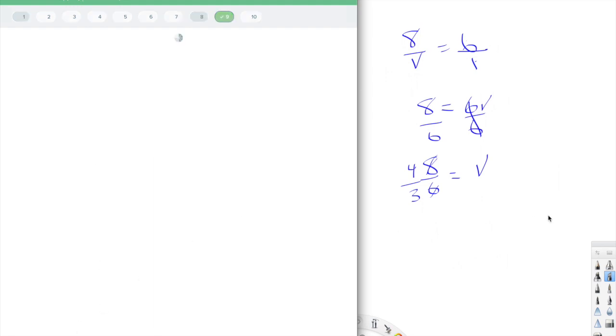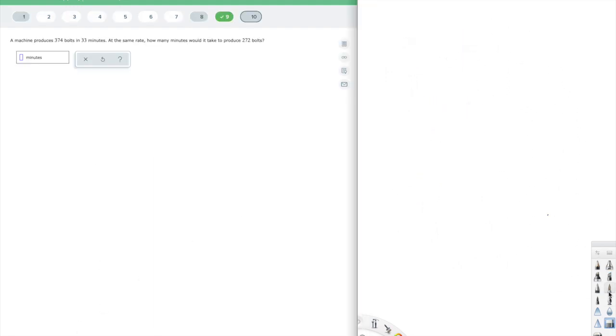All right, last one here. So we have a machine produces 374 bolts in 33 minutes. At the same rate, how many minutes would it take to produce 272 bolts? So I kind of want to know how many it's going to produce per minute, but I don't really need to reduce it down to the unit rate. I can say bolts per minute. This is my ratio that I'm going to set equal to the other side. So this was bolts and this was minutes.